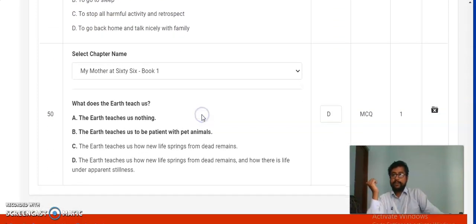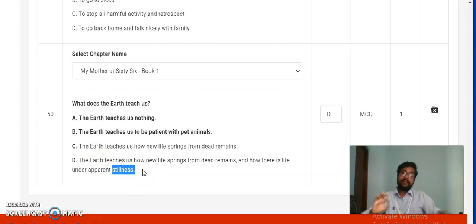Here is option C. Well, in the last question, what does the earth teach us? Option D is the correct answer. Yes, as you can see, this is the last one. I promise. Option C and option D are very similar. Option D has some extra information. Here the word stillness is the clue. The word stillness is there in the first 2 lines of the poem. So if you've read the poem, you would know option D is the correct answer.